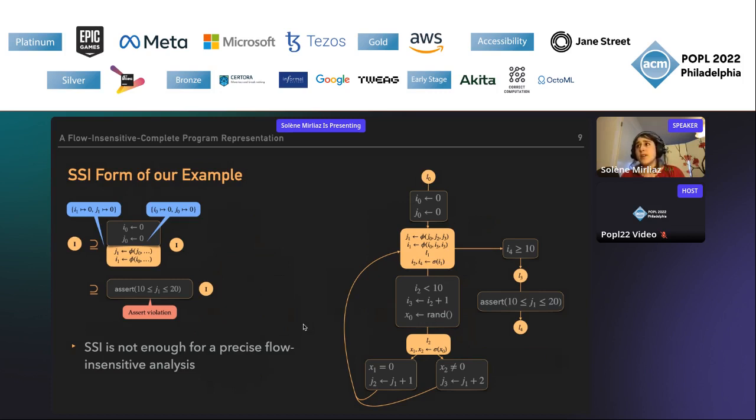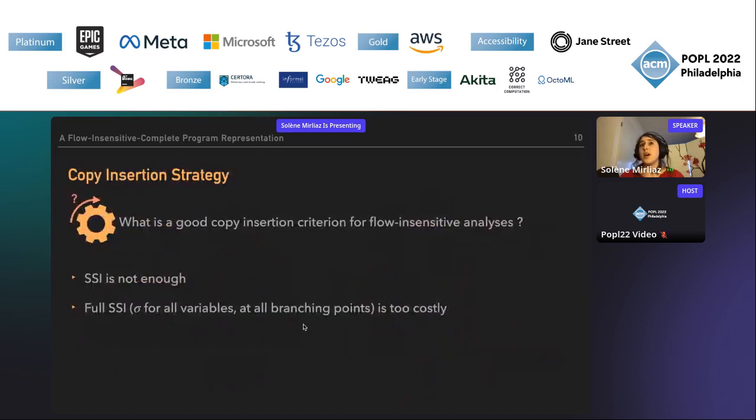And we could even argue that some of the copies are not strictly necessary because here, for instance, I4 is not necessary to prove the assertion. So maybe we need a finer criterion to insert copies. And that's the goal of the paper, to find a good criterion to insert copies for variables, to keep the same precision in the flow-sensitive analysis and the flow-insensitive one.